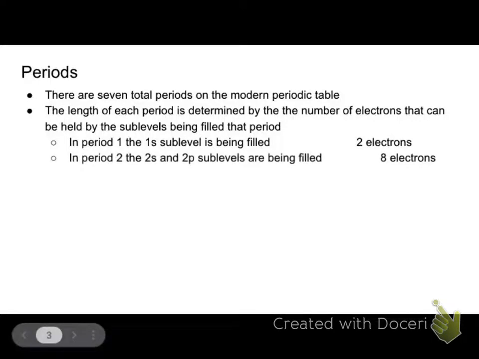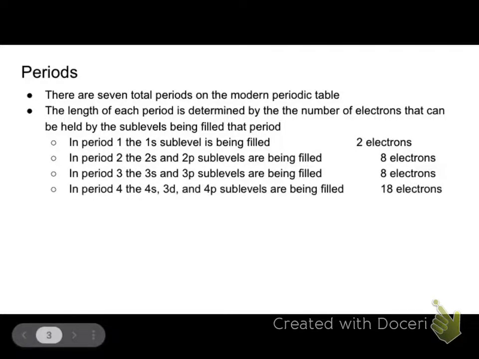In the second row, we've moved up to the next energy level, and we're now filling the 2s and the 2p sublevels. So how many electrons can be held in the 2s sublevel? 2. And in the 2p? 6. So in total, 8, which is why there are 8 elements in that row. The same is true of period 3. And then when we move up to period 4, we are adding a d orbital, which means we're adding 10 additional electrons that can be held. So we're adding 10 additional elements to the row.